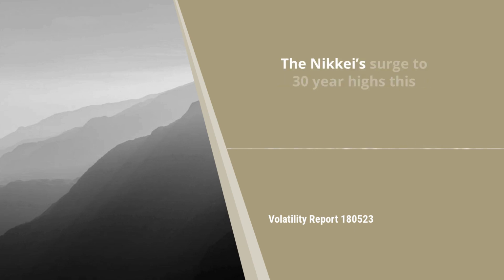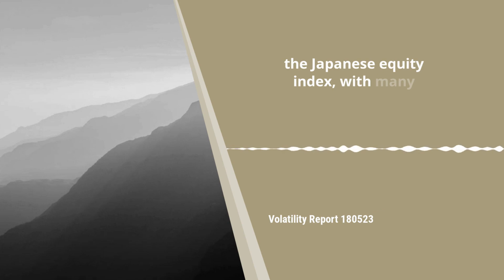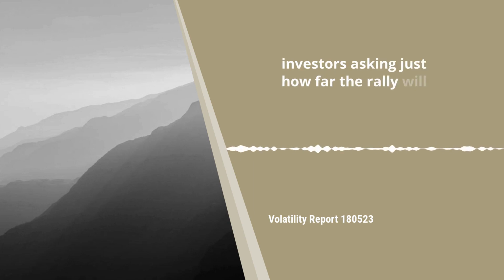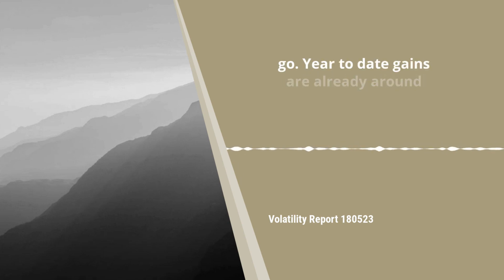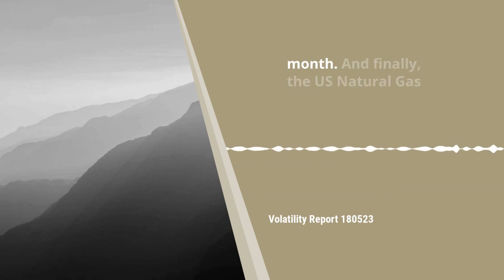on the month. The Nikkei surge to 30-year highs this week has been driving price action in the Japanese equity index, with many investors asking just how far the rally will go. Year-to-date gains are already around the 20% mark, and the break above 30,000 has been sufficient to propel one-day volatility to 17.2% against 12.2% on the month.